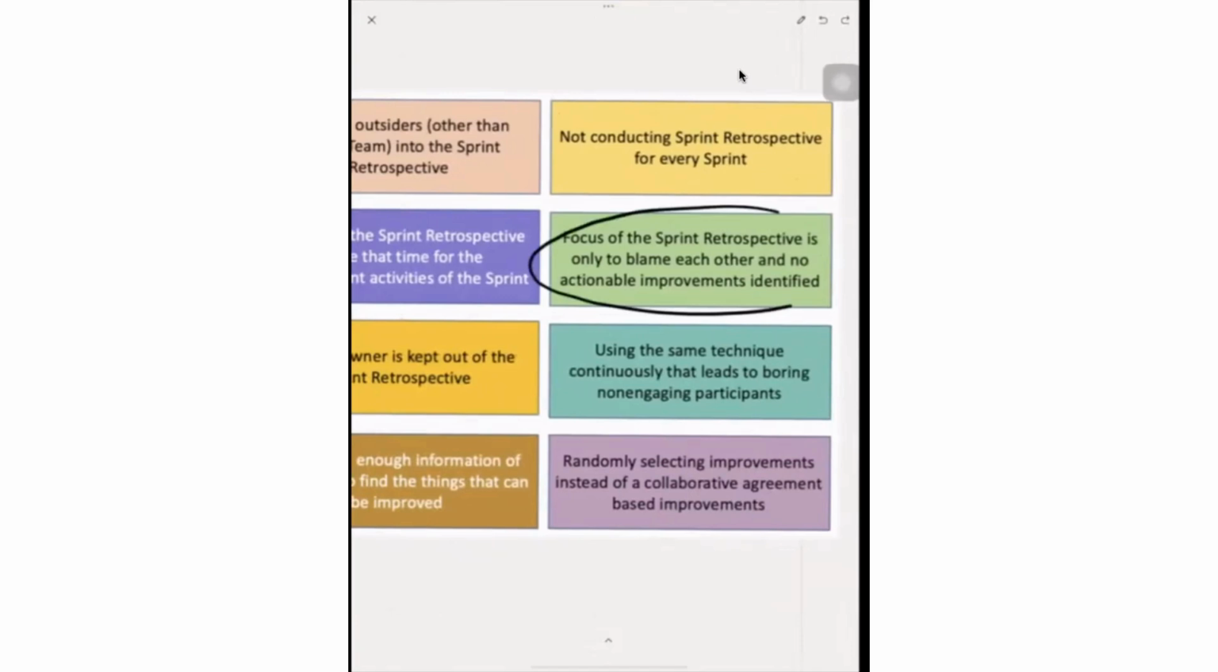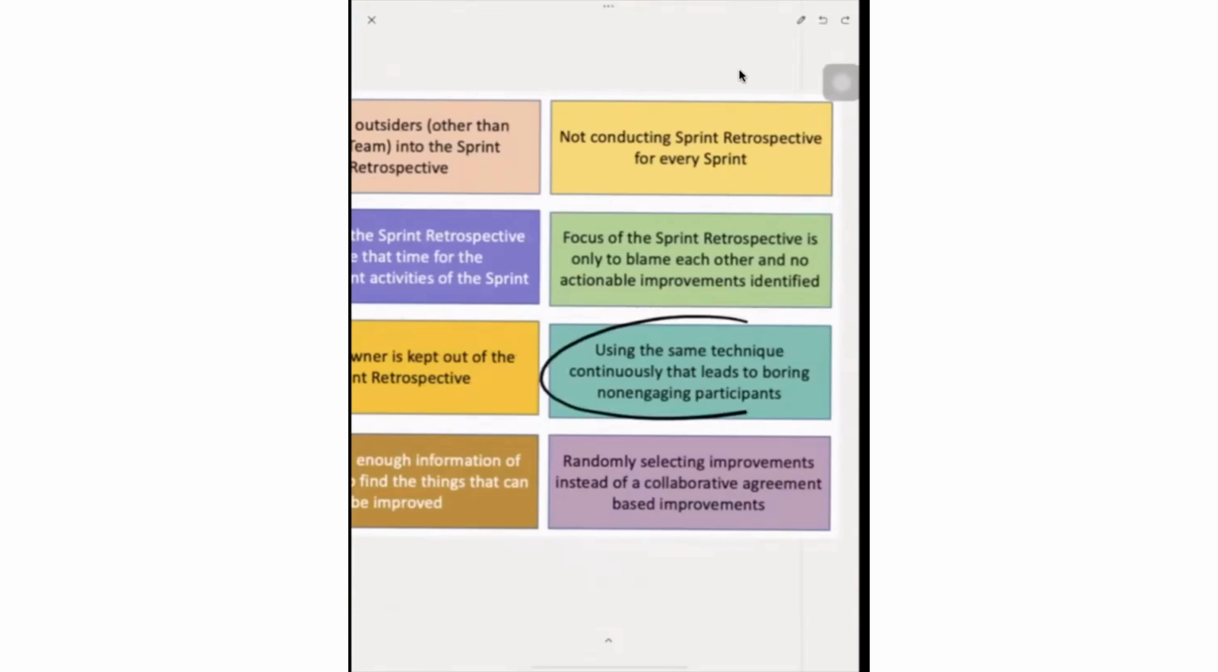Another anti-pattern is focusing the retrospective only on blaming each other, with no actionable improvements identified. It's not about conflicting or competing with each other. As a team, how did we perform in the sprint? And how can we collectively become better in the next sprint? That is the goal of the retrospective.